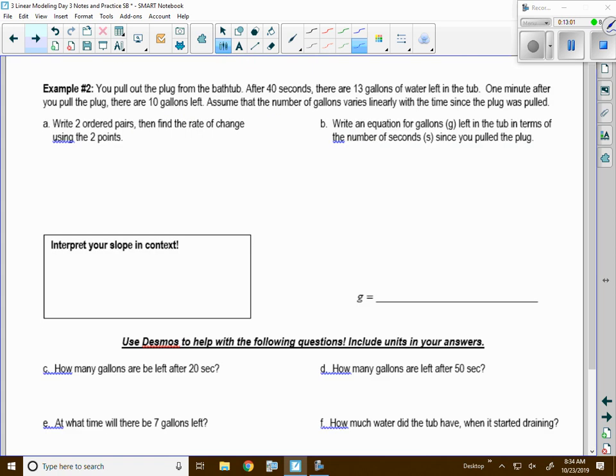Let's keep rolling. You pull out the plug from a bathtub. Okay, so imagine your bathtub is full. And you pull that plug out. After 40 seconds, there are 13 gallons of water left in the tub. Okay, so if we're going to write an ordered pair, it would be 40 seconds, comma, 13 gallons. So in this case, X is seconds and Y is gallons.